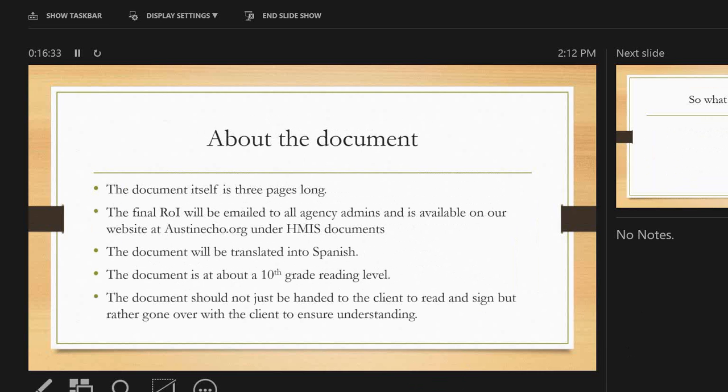We are currently translating the document into Spanish, so that should be available before November 1st. This document is at about a 10th grade reading level, a slight improvement over our current ROI, which is 10.5. This one is 10.3, so gradual improvement.